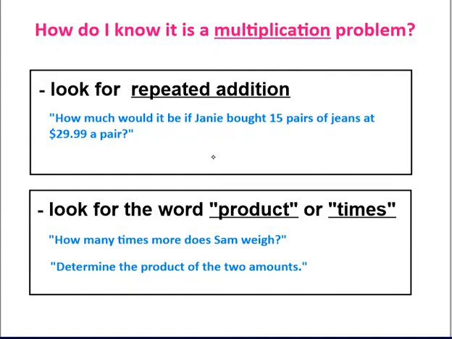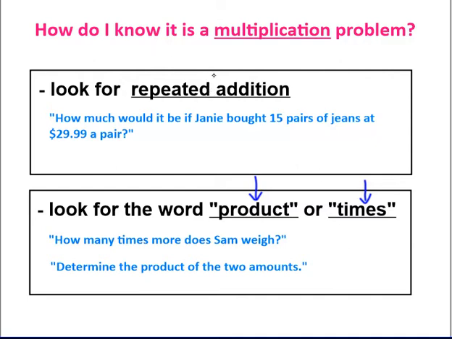Now, how do I know if it's a multiplication problem? I'm actually going to start with the second one for this one, and then I'll move back up to the first one. So first, look for the word product or the word times. You should know by now that product means the answer to a multiplication problem, so that should be a big signal for you. All right, but times also means multiplication. So for example, 2 times 2 means that you multiply 2 and 2. So how many times more does Sam weigh? Determine the product of the two amounts. Those are questions that may signal to you that this is a multiplication problem.